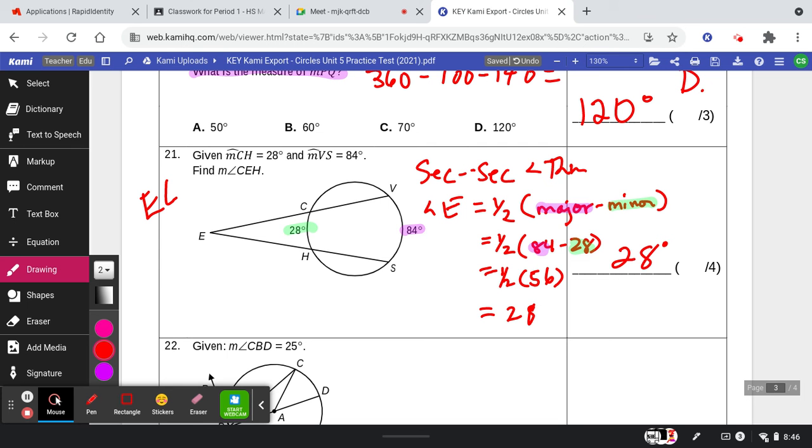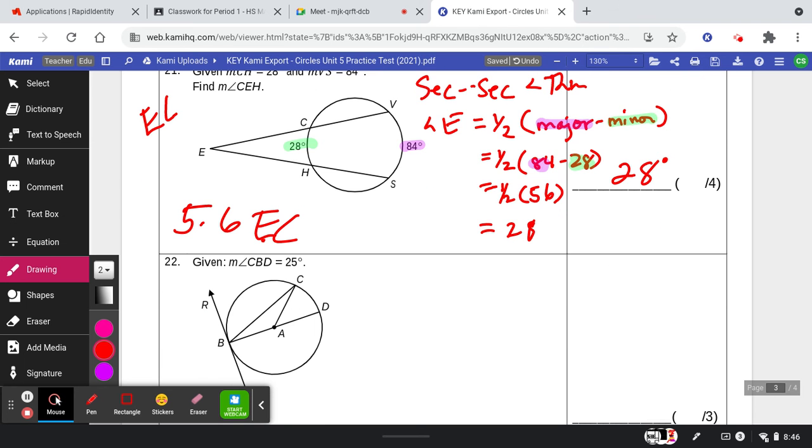Okay, remember that I'm going to be telling you which ones to highlight that are extra credit. This was part of the 5.6 extra credit homework. So you don't have to do these ones that are extra credit. They will just give you extra credit points on the test if you do them. All right, next one is radius tangent theorem.